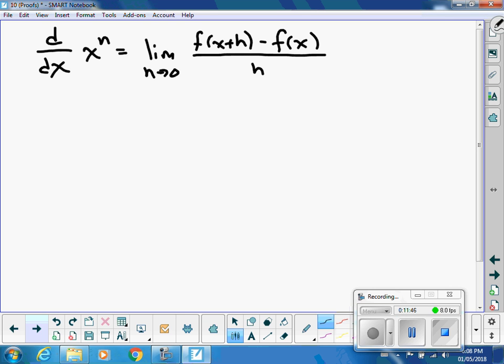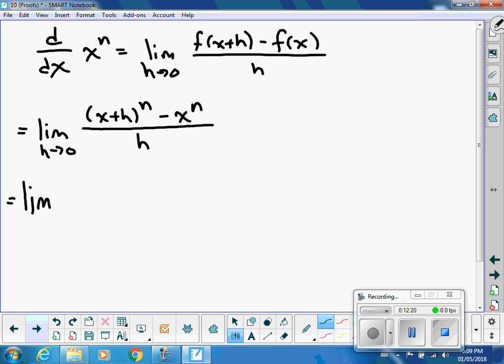Okay, so now I'm going to do my substitution. This is the limit as h approaches 0 of x plus h to the n minus x to the n, and that's all over h. Okay. So again, as we did before, our goal will be to expand that out and try to cancel out h. So that's why we have to bring in the binomial theorem now.